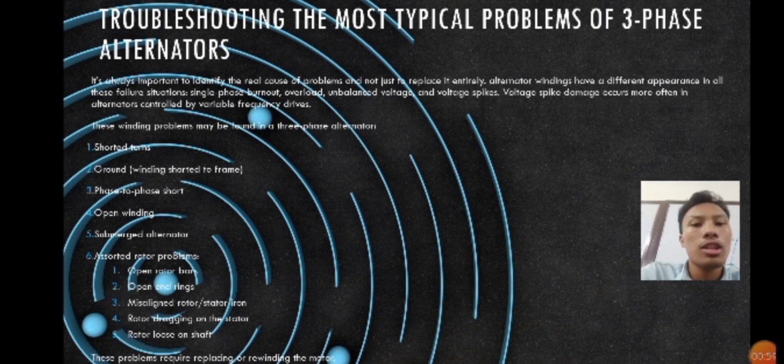Sixth, a rotor problem. A rotor problem consists of five rotor problems. First is the open rotor bars, second open end rings, third misaligned rotor or stator iron, fourth rotor dragging on the stator, fifth rotor loose on shaft. These problems require replacing or rewinding the motor.